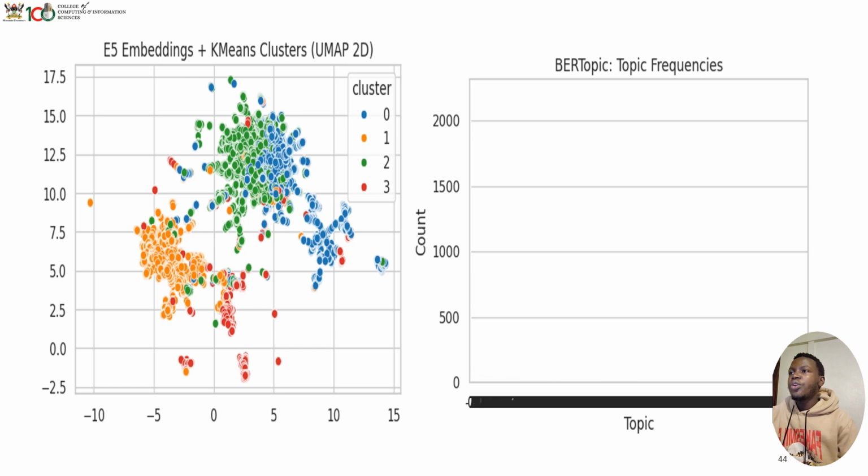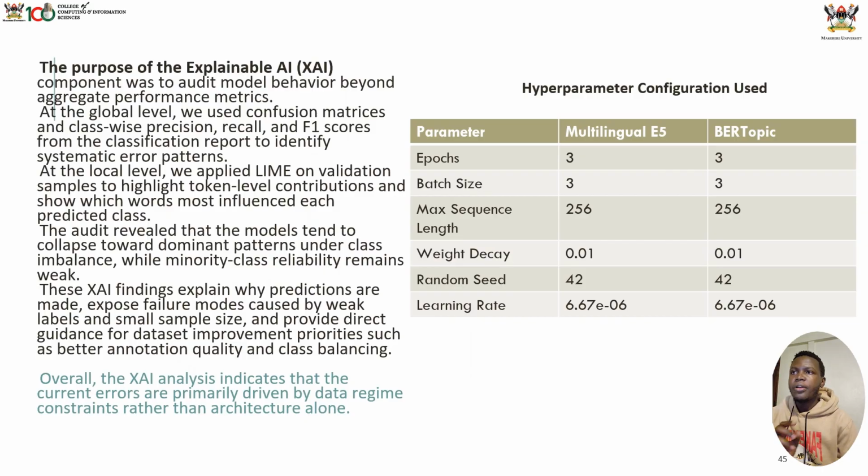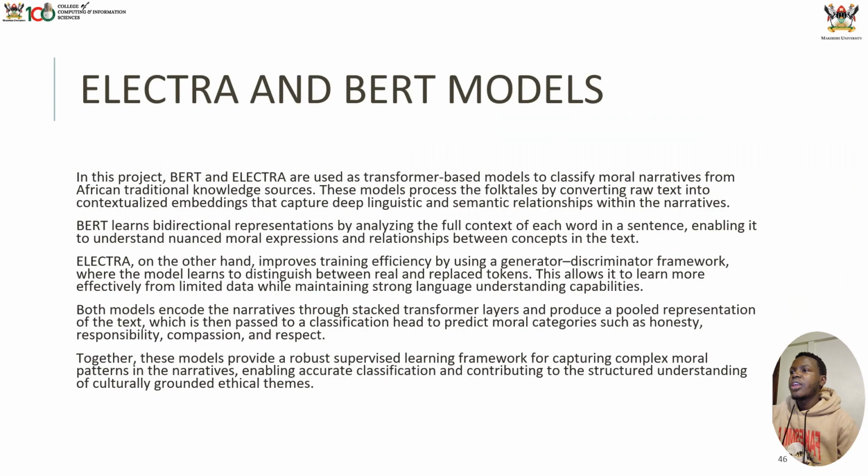Now, when we continue, we shall see the E5 compared with the BERTopic model. For the E5, we see that the embeddings within our map, you can clearly see that the aim of our training of this model was more vivid compared to the BERTopic model. From this, we can see the purpose of our explainable AI, whereby the overall analysis indicates that the current errors are primarily driven by the data regime constraints rather than the architecture alone.